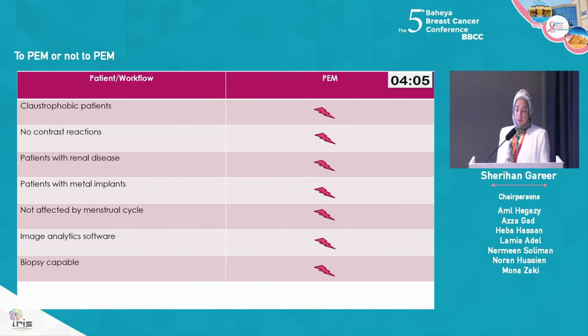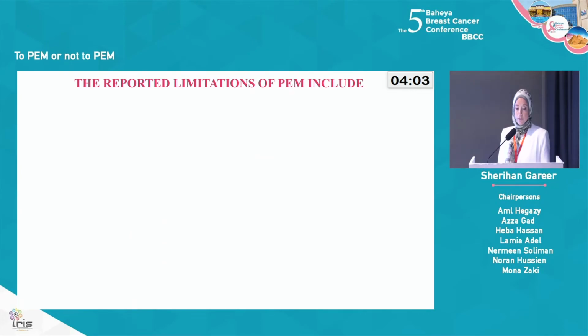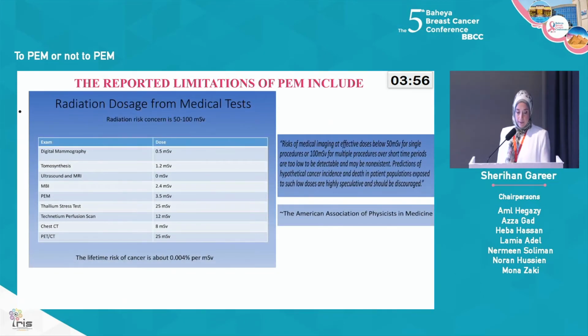and is biopsy capable. However, there are some limitations to PEM, and these include a radiation dose that is higher than that of a mammogram. It is higher than that of a tomosynthesis and higher than that of MBI. However, the American Association of Physicists in Medicine say that the risk of medical imaging at effective doses below 50 mSv for single procedures or 100 mSv for multiple procedures over short periods is too low to be detectable and may be non-existent. And this means that the examinations should not be stopped or prevented.